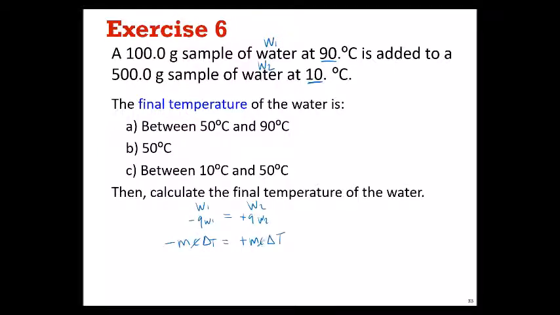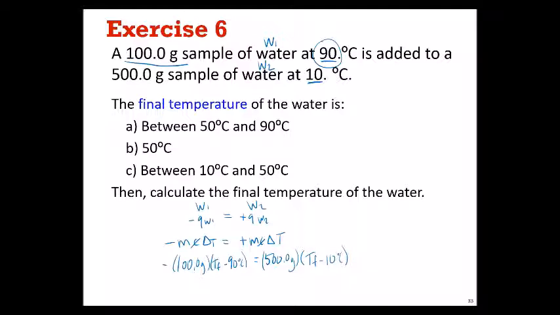The C's cancel because we know that it's still the same specific heat, but we do have to enter in our masses. So on the losing side, that one starts with 100 grams. And then the change in temperature is still final temperature minus initial. The initial temperature was 90. Over here, the mass is 500 this time. And the final temperature minus the initial. Now we have it set up to where we can calculate for the final temperature.